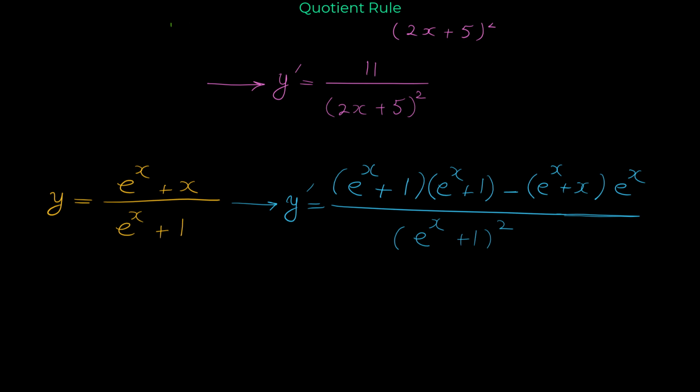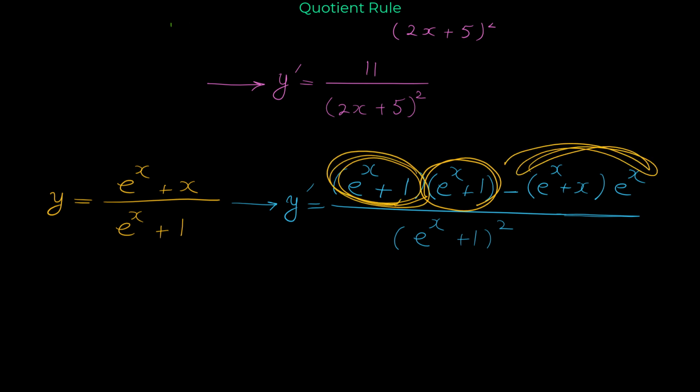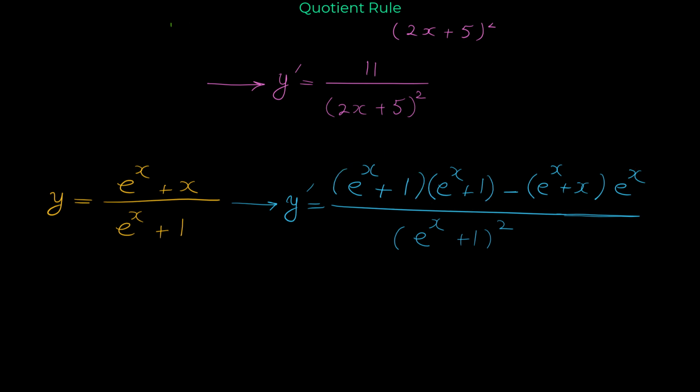A mistake that some students make here is that they think they can cancel, for example, this e to the x plus 1 with this e to the x plus 1. Attention, you can cancel something from the numerator with the denominator only if that factor is for all of the numerator and denominator. This e to the x plus 1 in the numerator is multiplied by this only, and we don't have such a factor in the other bracket. So it is completely wrong to simplify this by cancelling e to the x plus 1 from the numerator and denominator.